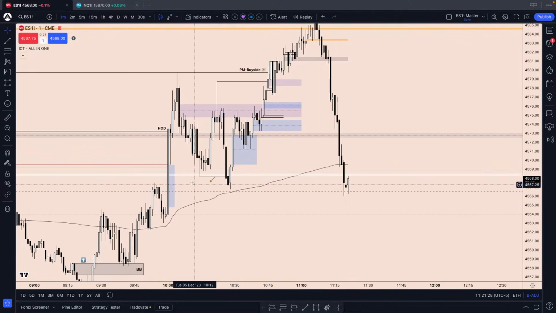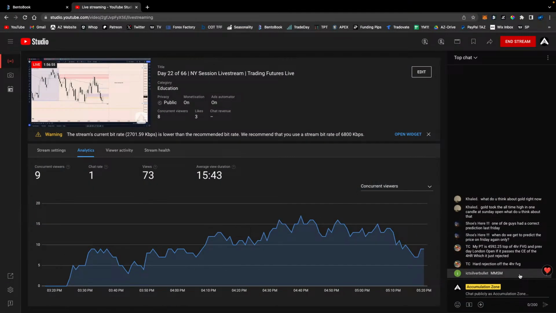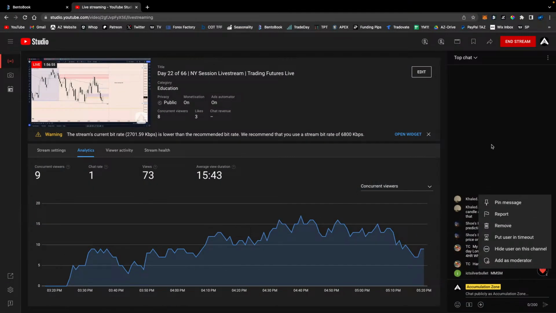Right, so we hit the midnight level, took out sell side right here below 1030. Let's see what happens once we enter the New York PM session.